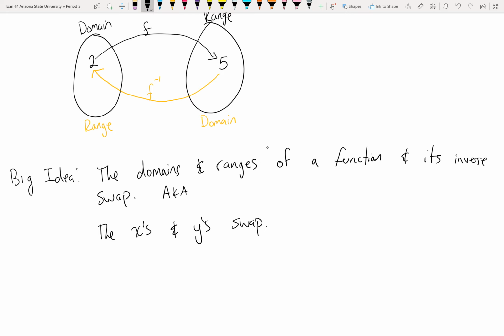This one simple idea will allow us to achieve our 4 objectives today. As you guys can see on the agenda, we have 4 objectives. Can I evaluate inverse functions? Can I use the horizontal line test to determine if an inverse exists? Can I find the actual inverse equation? And lastly, can I sketch inverse functions?